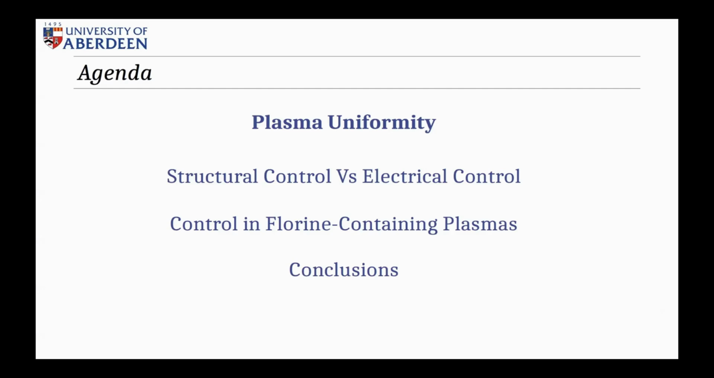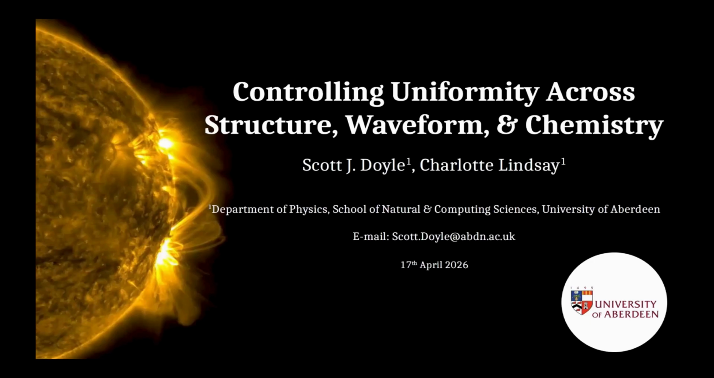So, agenda then. I'm going to go through plasma uniformity, which was briefly touched on by James, and then why we care about that. Then I'll go through some structural control versus electrical control methods for uniformity. Then we'll look at adding some particularly interesting gases, fluorine-containing gases. I should mention this first part will all be in argon, very similar. Start simple, move up in complexity, and then I'll conclude.